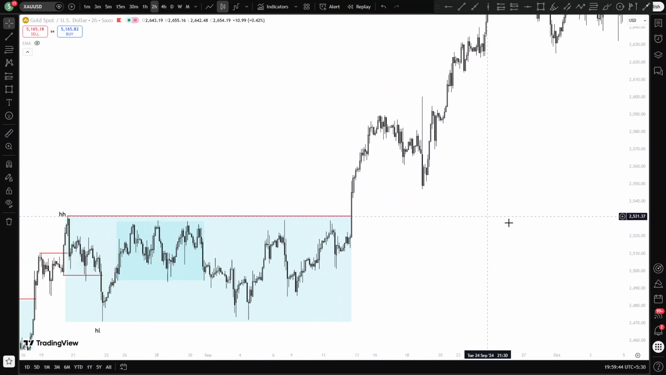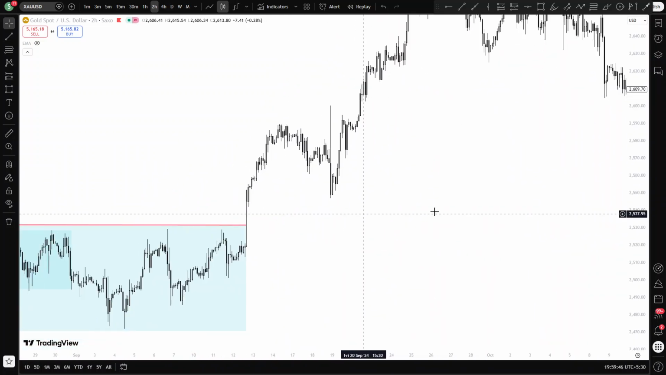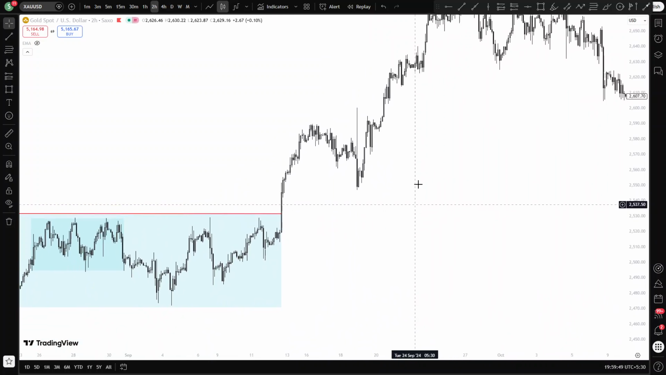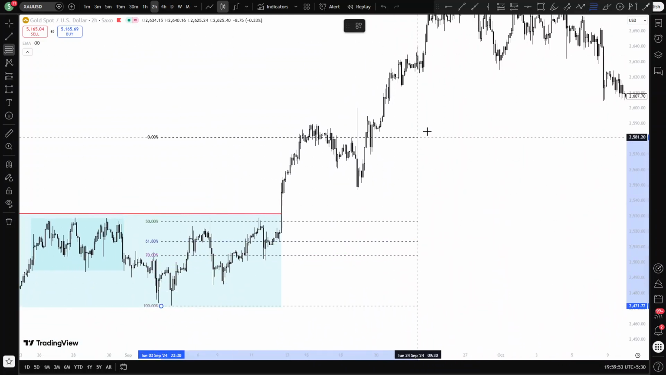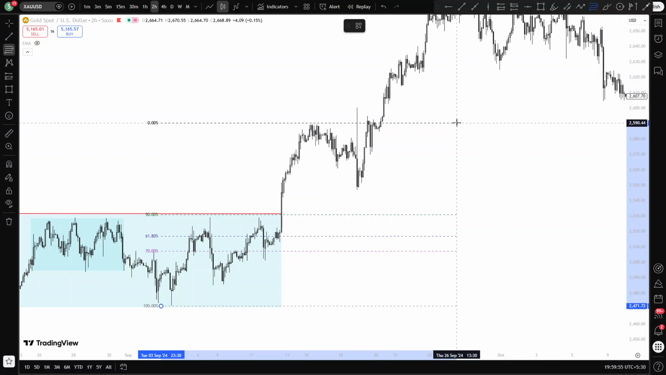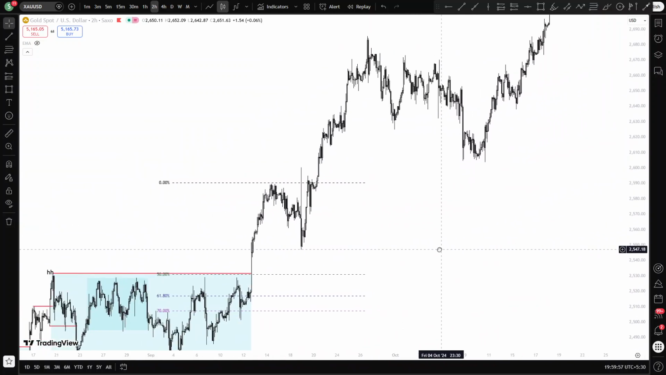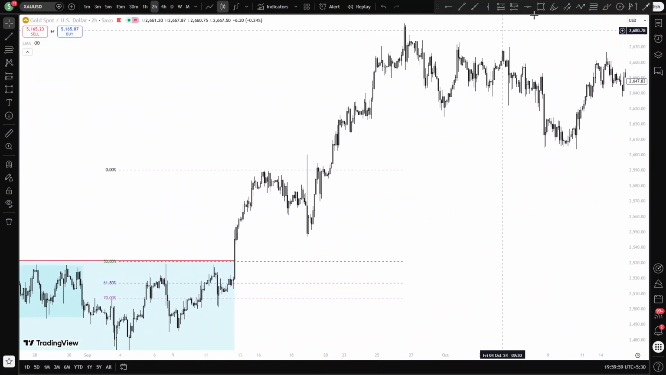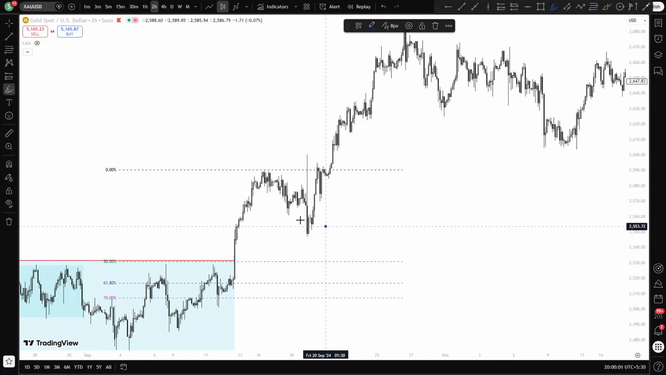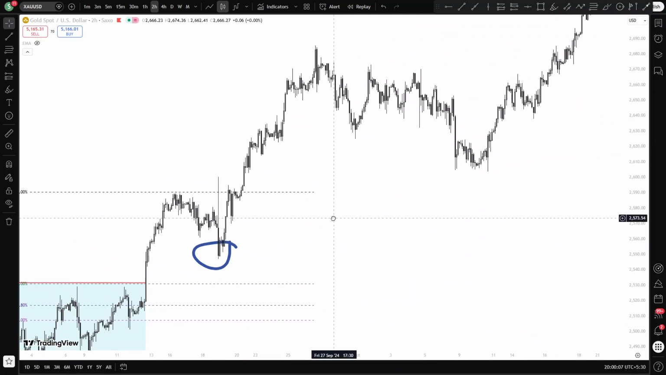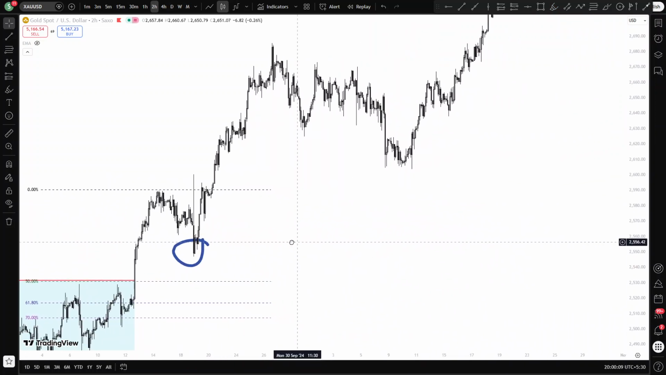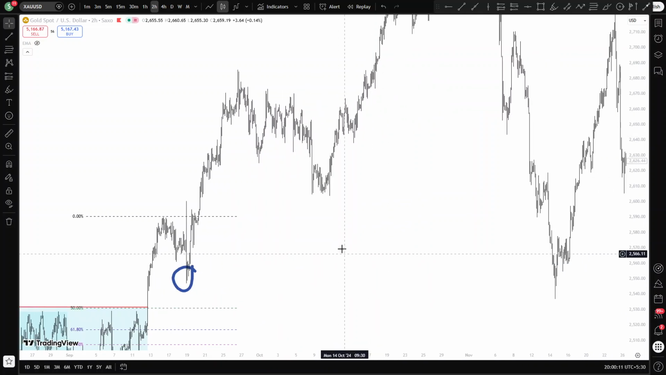So the market continues to move. Okay, what does the market do? It gives us a pullback. Let us check if this pullback comes to the 50%. No, it does not hit our 50%. So there is a possibility of this low being liquidity. It does not mean that it is liquidity, but it means there is a possibility of it being liquidity.